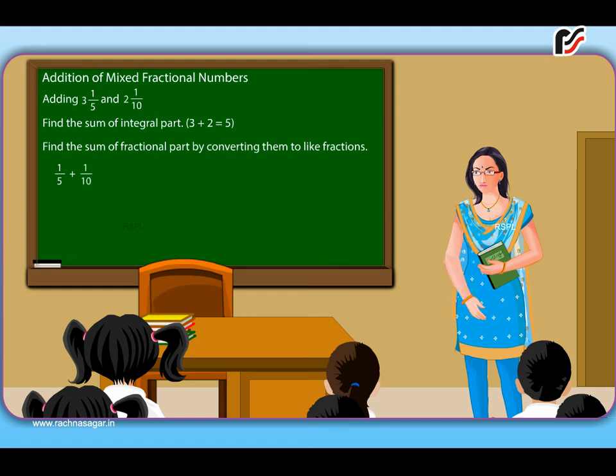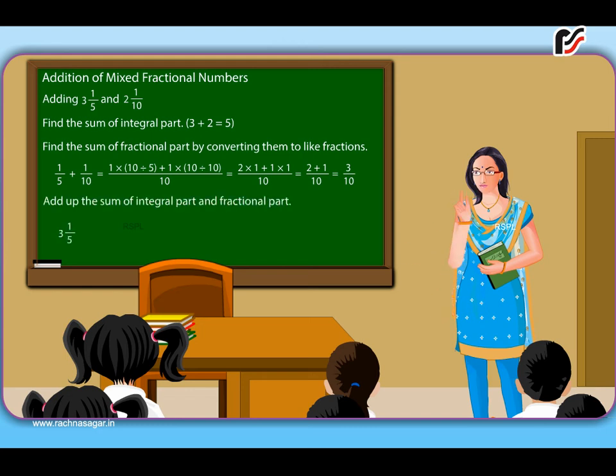1 by 5 plus 1 by 10 is equal to 1 multiplied by 10 divided by 5 plus 1 multiplied by 10 divided by 10, whole divided by 10, is equal to 2 multiplied by 1 plus 1 multiplied by 1, whole divided by 10, is equal to 2 plus 1, whole divided by 10, is equal to 3 by 10. Add up the sum of integral part and fractional part. 3, 1 by 5 plus 2, 1 by 10 is equal to 3 plus 2 plus 1 by 5 plus 1 by 10, is equal to 5 plus 3 by 10, is equal to 5, 3 by 10.